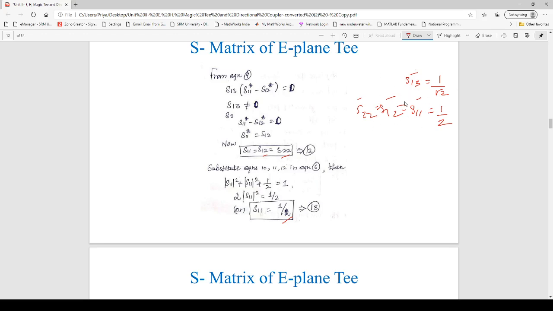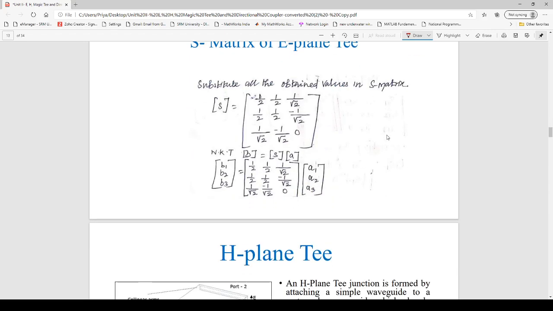I can replace that in the square matrix, the scattering matrix. So after replacing, I am getting a matrix like this. So this is my matrix of E plane T. Okay. So now with this scattering matrix, I can write the equation for my reflected wave. So my reflected wave, that is B, is equal to the square matrix into my incident wave. So this equation I know.